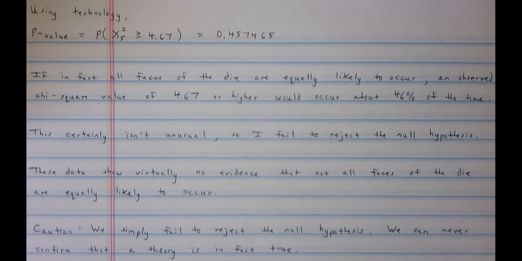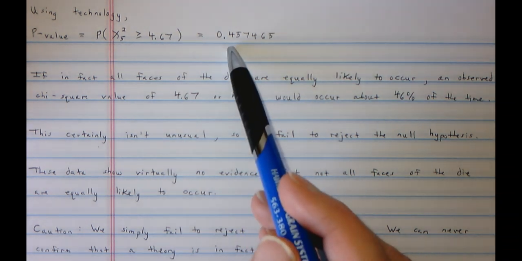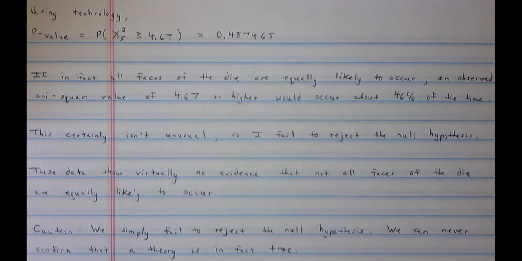Based on our p-value, we can say the following. If the null hypothesis is true, in other words, if in fact all faces of the die are equally likely to occur, an observed chi-square value of 4.67 or higher would occur about 46% of the time. Our p-value is roughly 46%. This certainly isn't unusual, so we fail to reject the null hypothesis. These data show virtually no evidence that not all faces of the die are equally likely to occur.